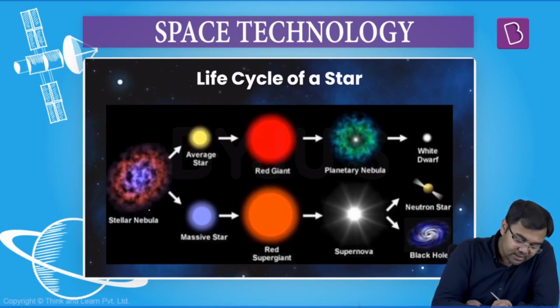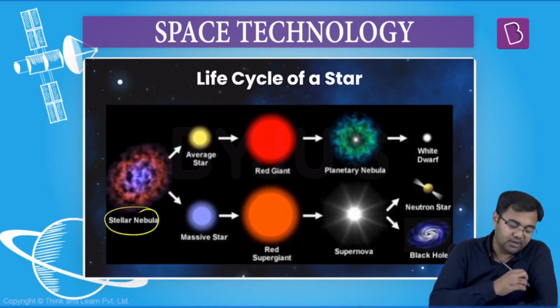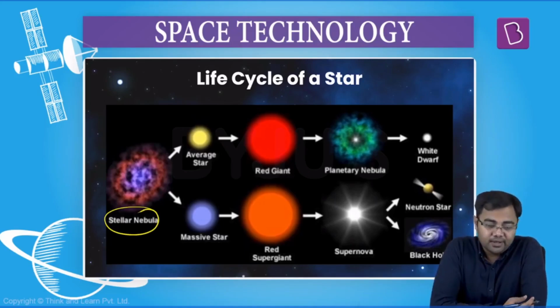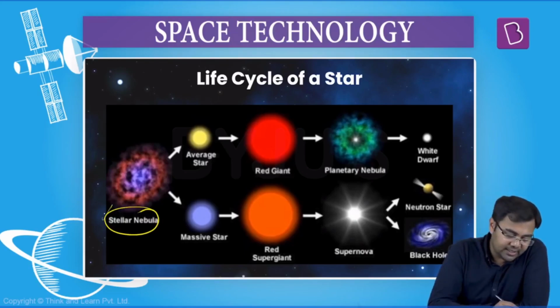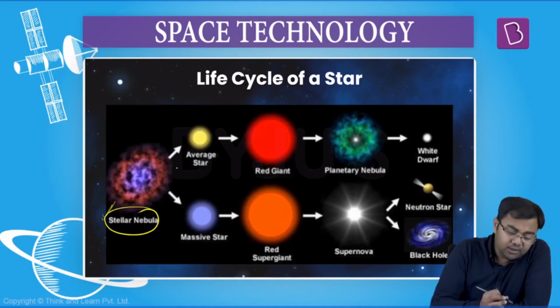Now, what happens is stars originate from something which is called a stellar nebula. All right. This is a kind of nebula which will convert into a star. That's why it is called a stellar nebula. Now, this stellar nebula can take two courses. Either it will develop into an average star or it will develop into a massive star.